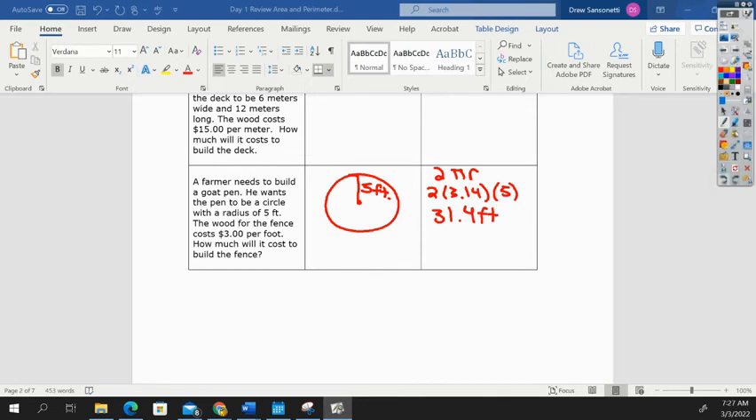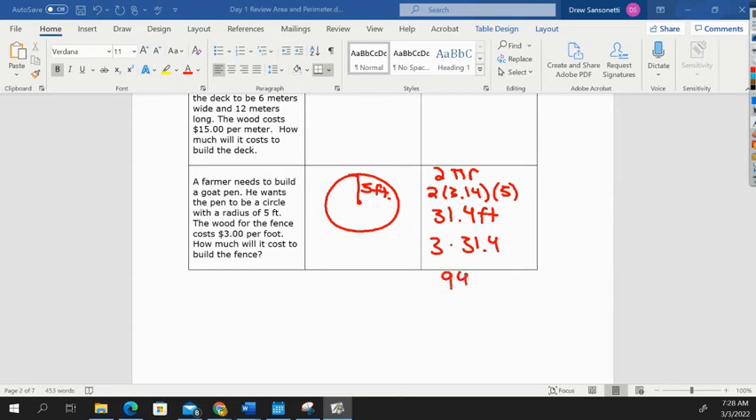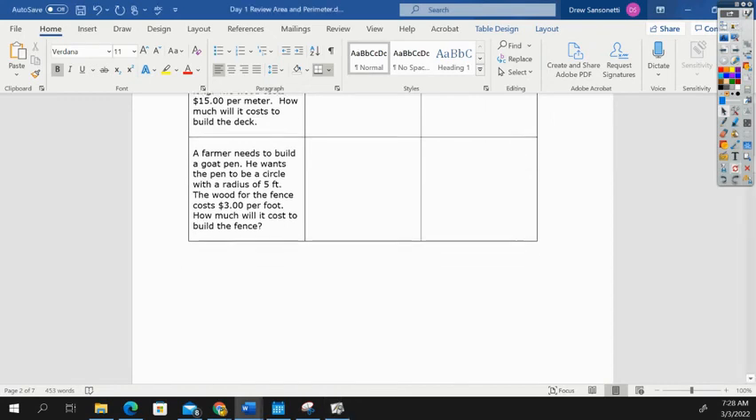But we're not done. We got to pay for the wood. So we'll go ahead and multiply 3 times 31.4. If you type that into your calculator, you get $94.20. And that will be our final answer, and that's how much it's going to cost us. All right, we have 2 more problems. We're going to go down to our next page, and we'll be finished.